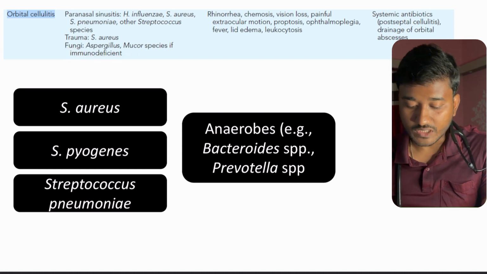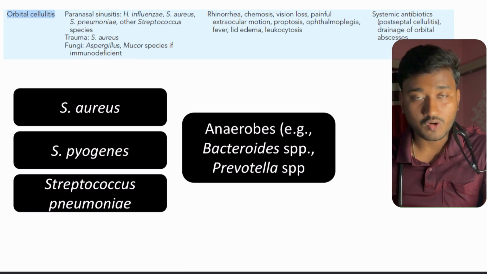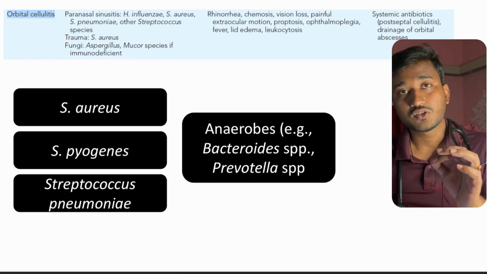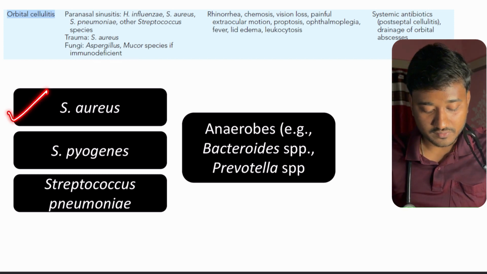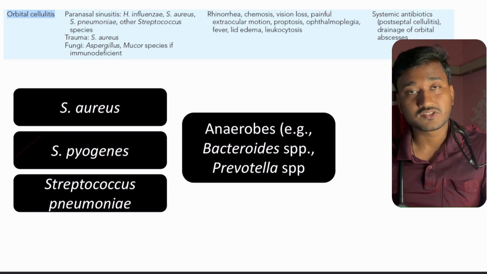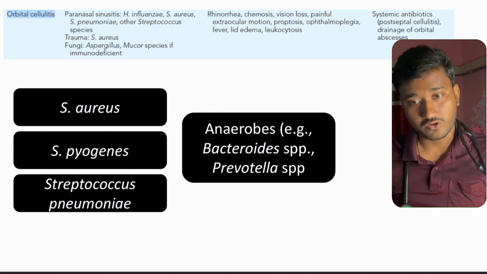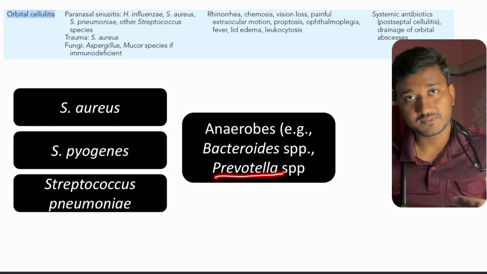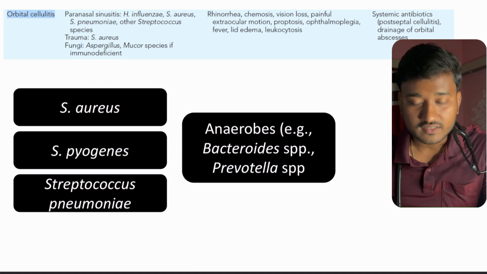Okay. So what are the common organisms which basically cause it? Never forget your Staphylococcus aureus. This is a very notorious organism. Also Streptococcus pyogenes and Streptococcus pneumoniae, and some anaerobic organisms like Bacteroides and also Prevotella species.